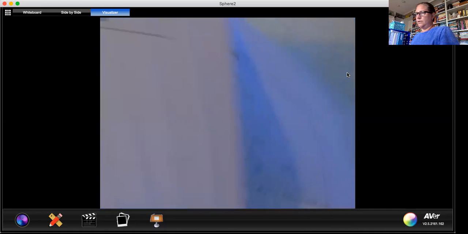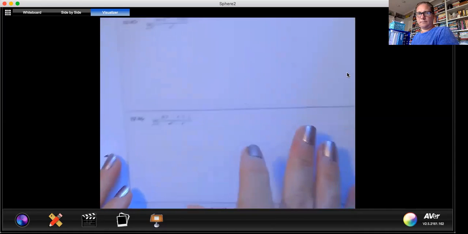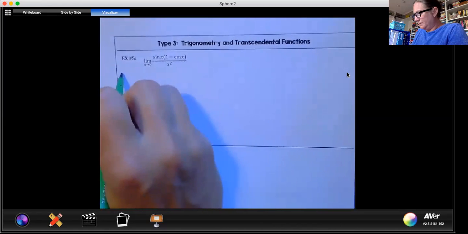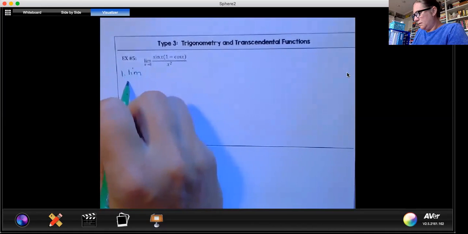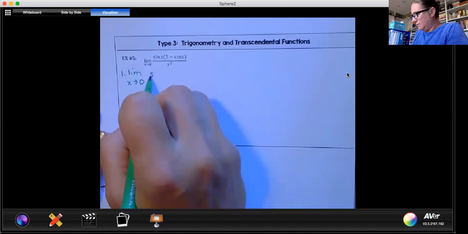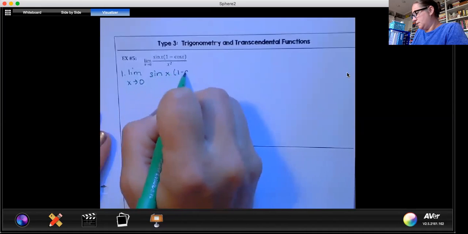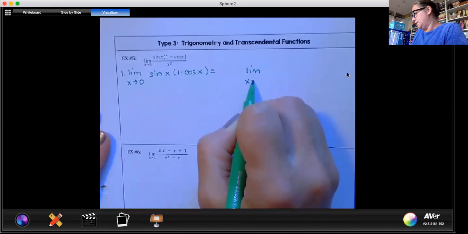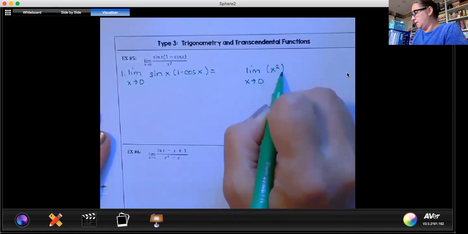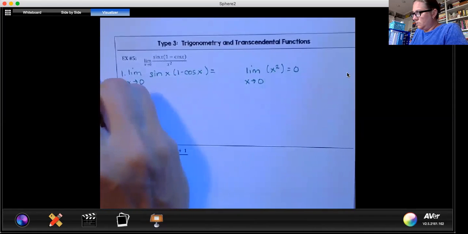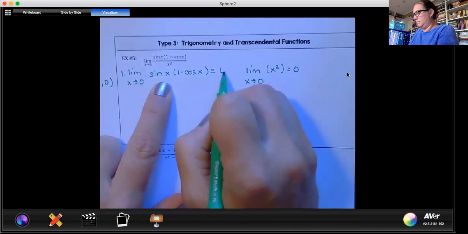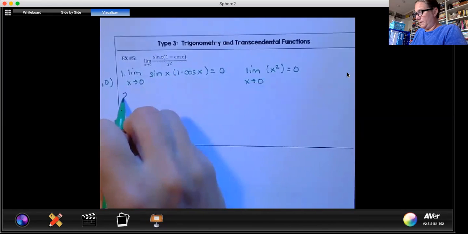Type 3, trig functions. You don't do anything any differently. So the limit as x approaches 0 of sine x times 1 minus cosine x, and the limit as x approaches 0 of x squared, which we know is 0. On the unit circle at 0, you have 1, 0. So cosine, sine, so sine of 0 is 0. Indeterminate.